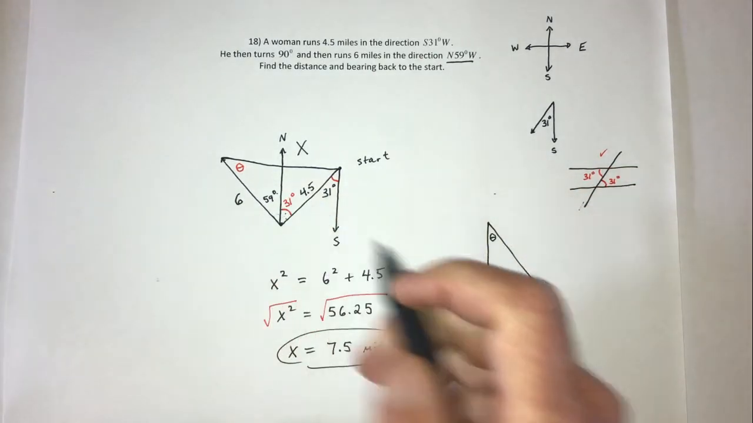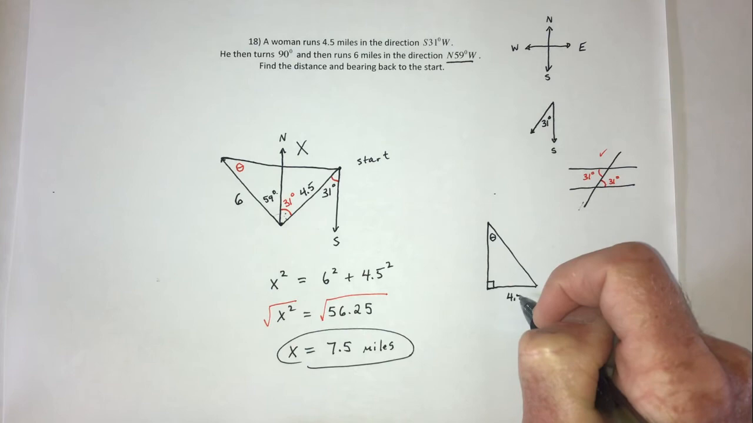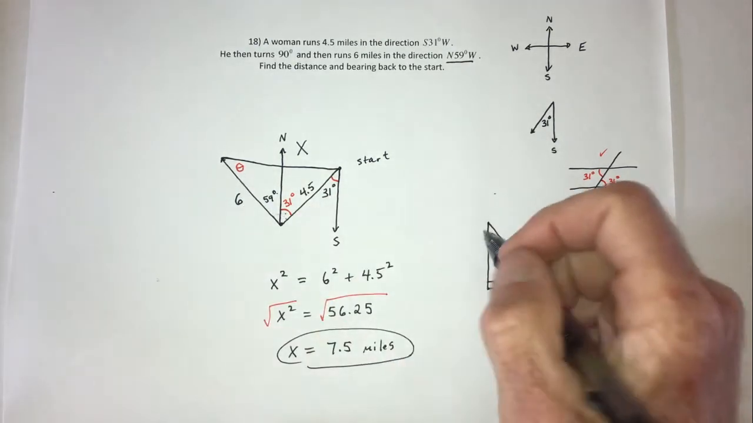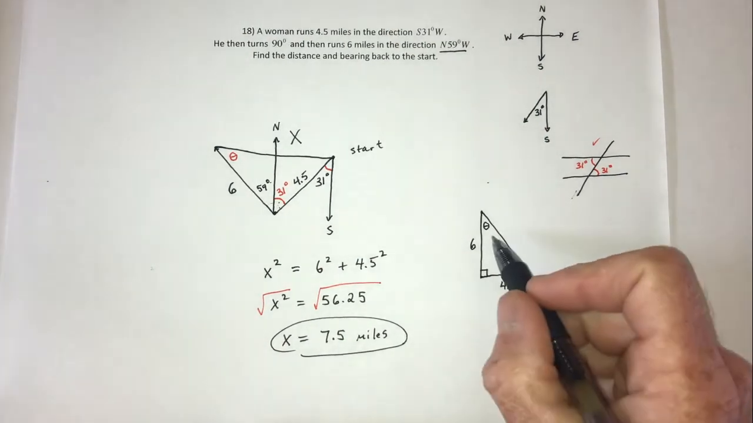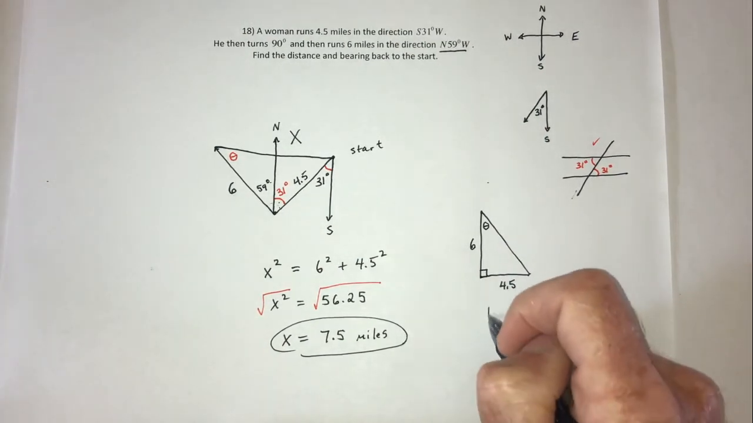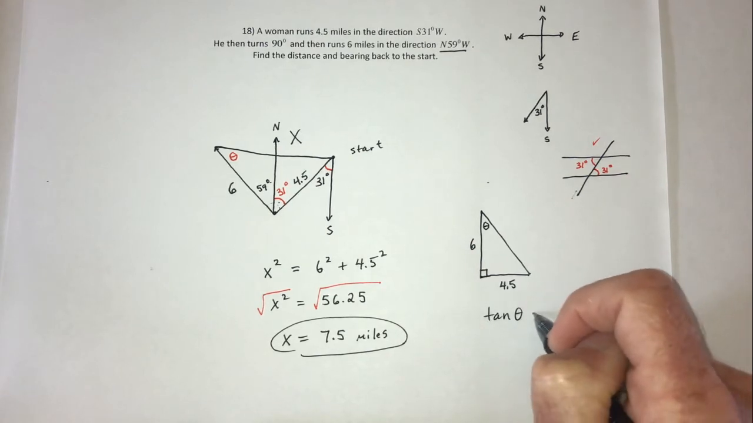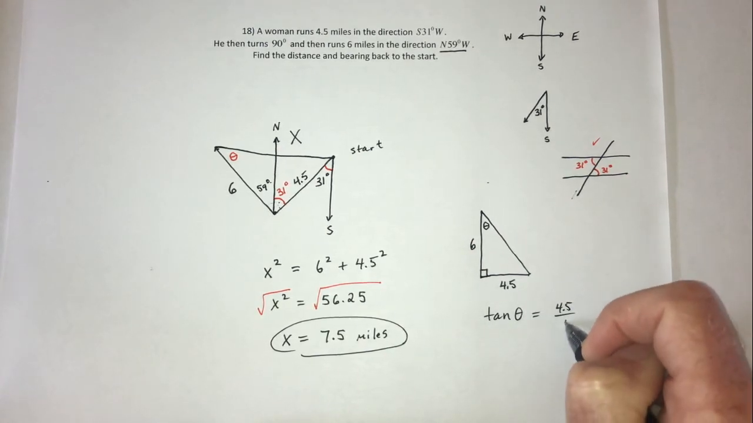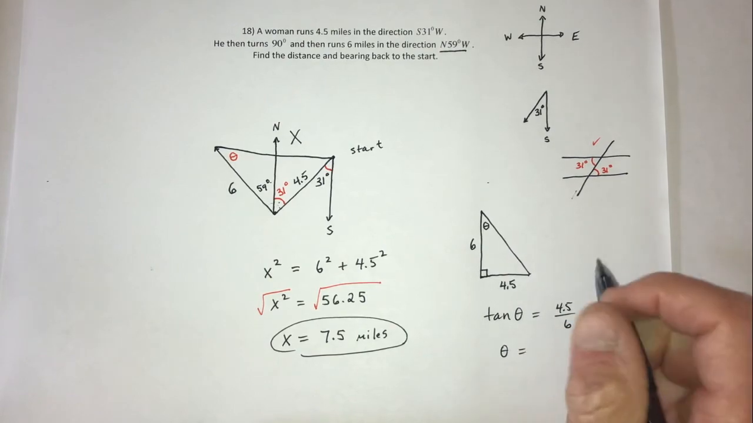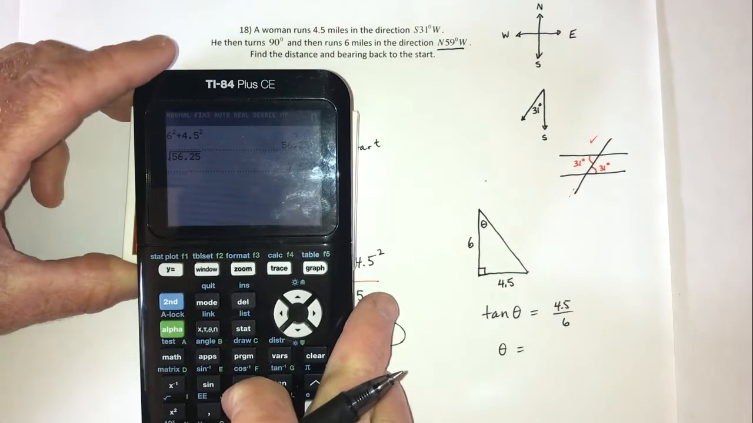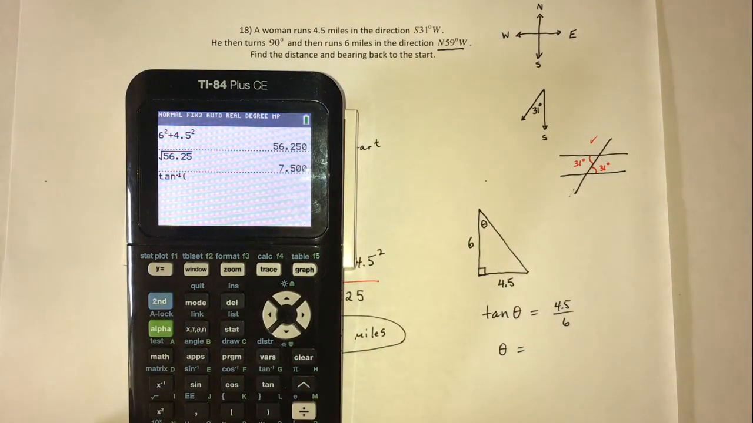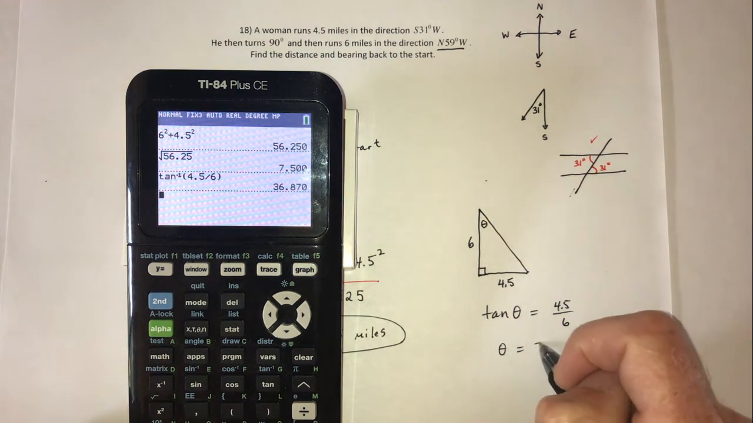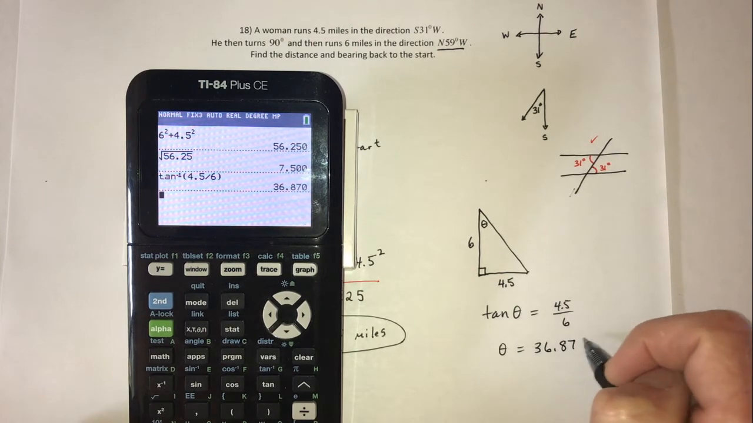Across from the theta is 4.5. Right next to the theta is 6. All right, then this would be opposite and adjacent, so that's tangent. Tangent of theta equals 4.5 over 6. And then use tangent inverse. So what is tangent inverse of 4.5 divided by 6? It's 36.87 degrees.